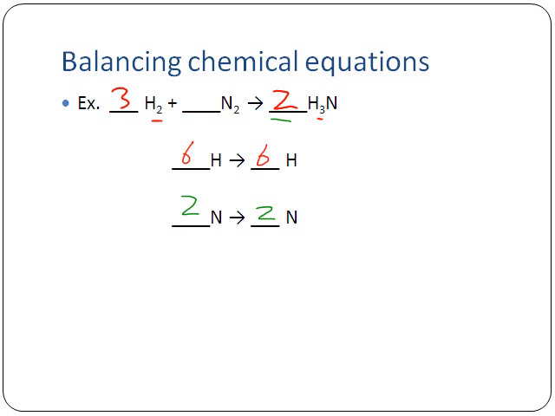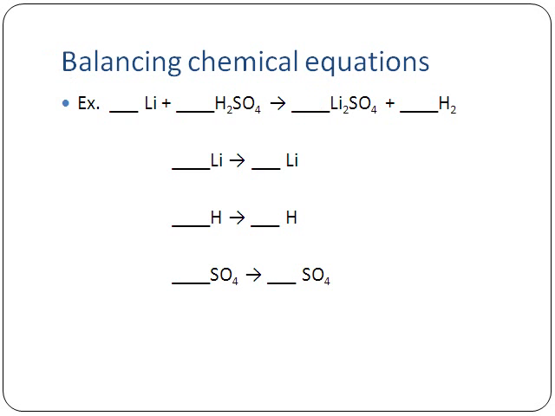So let's take a look at another example on this. So we have Li plus H2SO4 yields Li2SO4 plus H2. So lithium plus sulfuric acid gives lithium sulfate plus hydrogen. So to start off with, let's look at our lithium. We have 1 lithium on the left. We have 2 lithiums on the right. Our first speculation here is let's put a 2 out front here. That gives me 2 lithiums on either side. And so I have 2 lithiums and 2 lithiums.